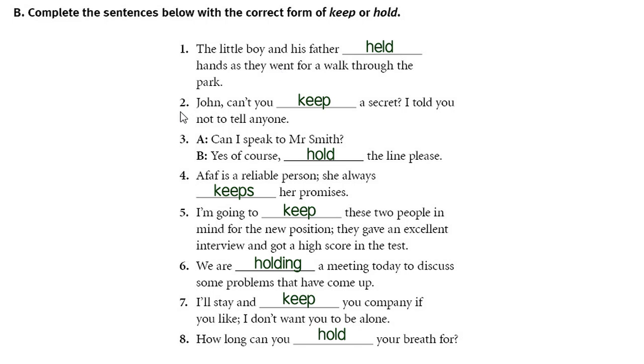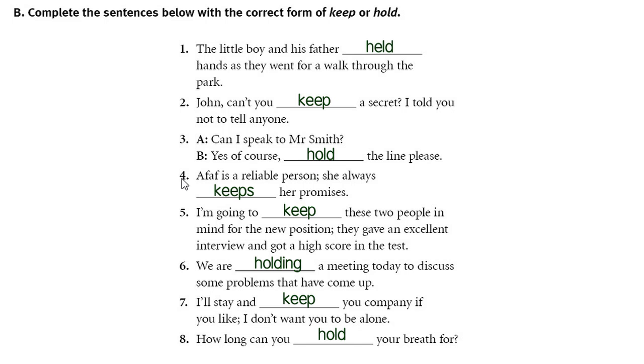Number 2. John can't keep a secret. I told you not to tell anyone. الآن keep يحافظ على السر وهنا في المضارع البسيط كحقيقة. Number 3. A. Can I speak to Mr. Smith? B. Yes, of course. Hold the line please. امسك الخط يعني ابقى على الخط. وهنا أيضا أمر واستخدمت في المصدر أو في base form.